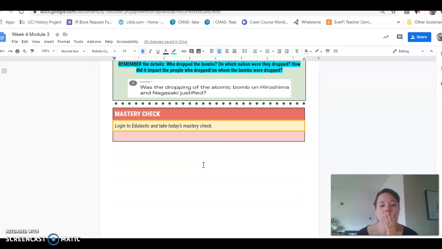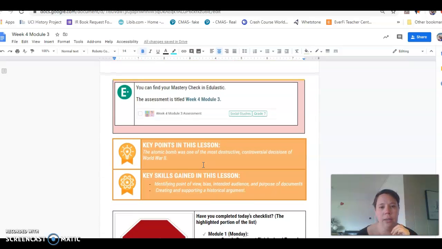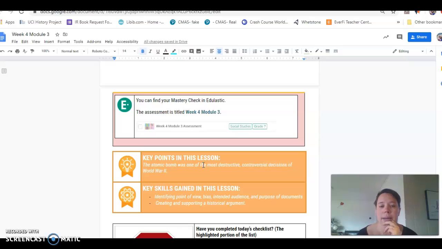There is a quick mastery check in Edulastic, week 4, module 3. It is mostly a skill check and vocabulary, so pop over there and finish that up.